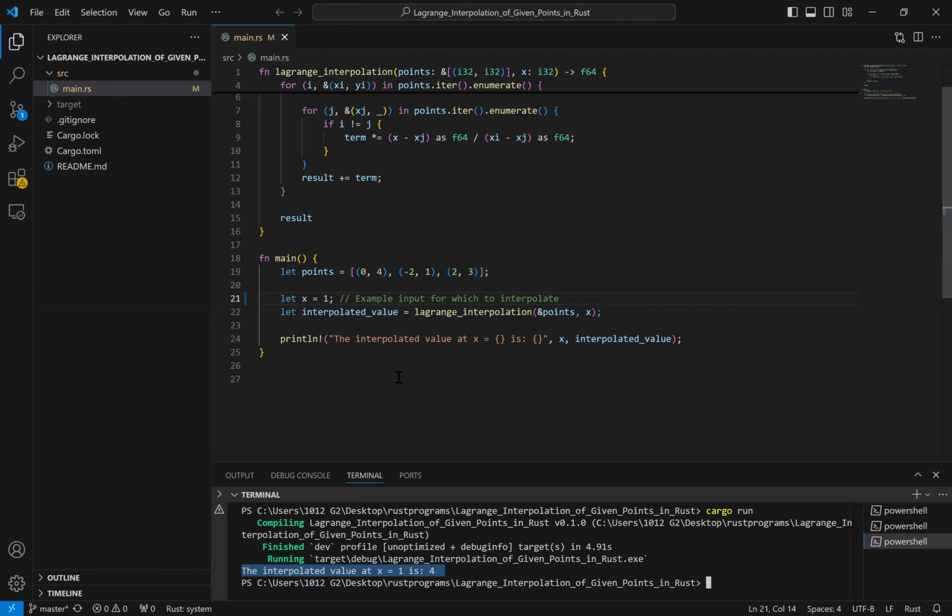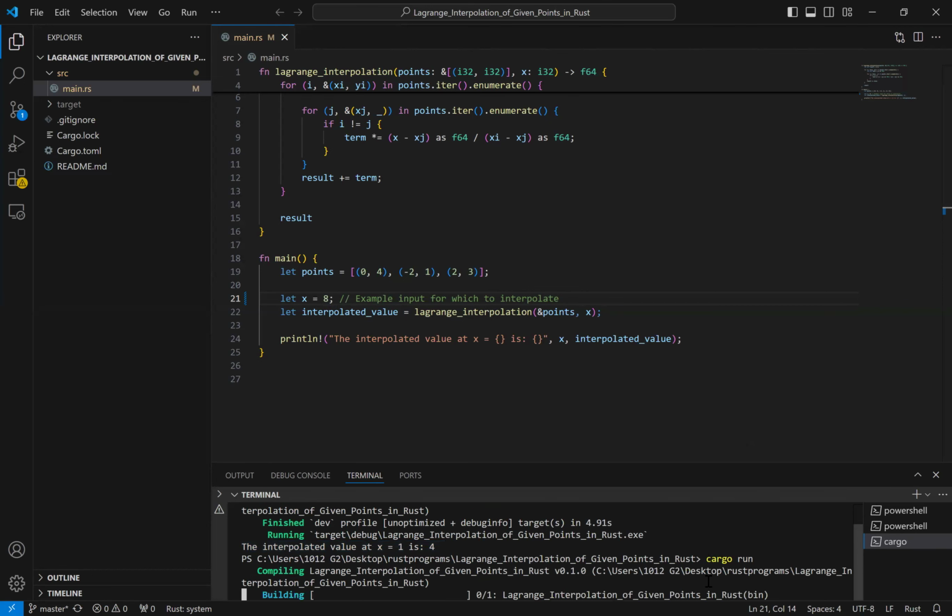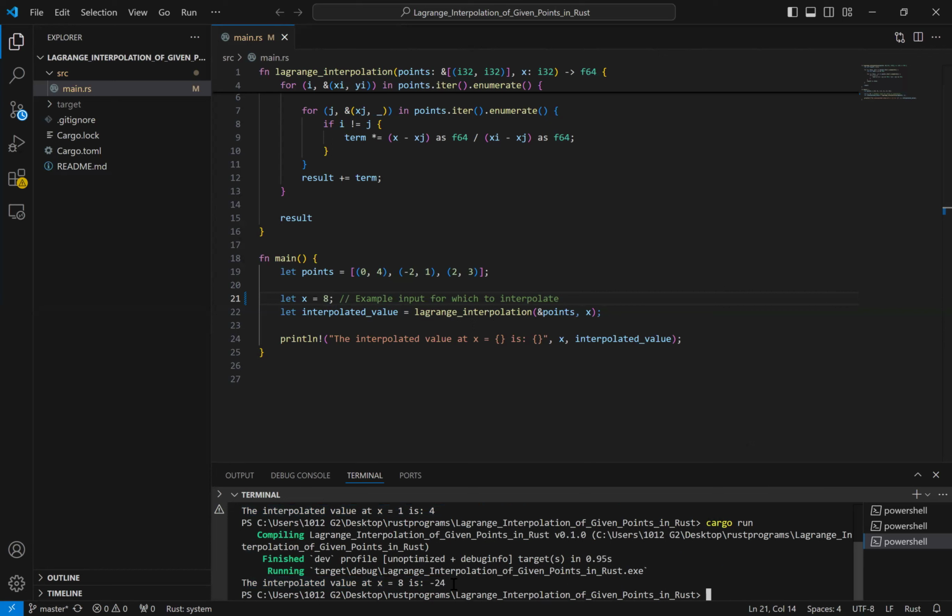Let me ask for a bigger value, and see what it will say. When x is 8, for instance. It has told me that the value of y will be negative 24. So if you have this, then it becomes very easy for us to draw a graph, even on graph paper and so on.